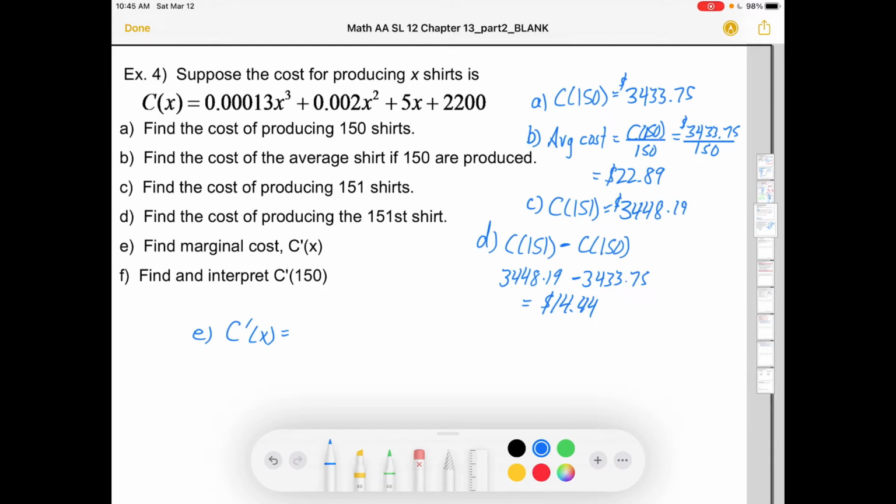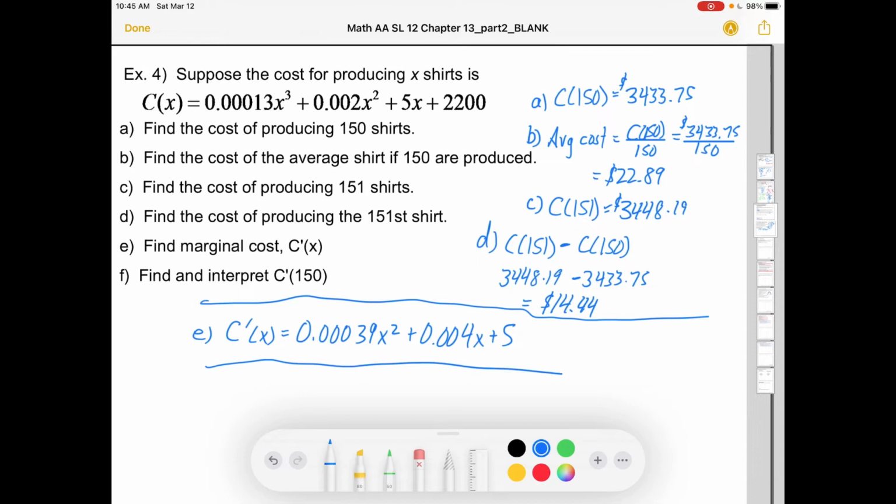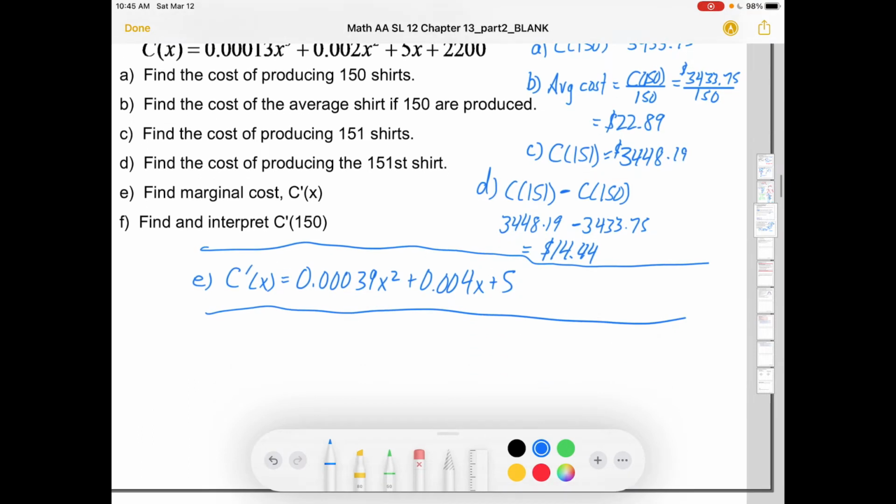I do not. Okay, we want to find C prime of x. We want to make this calculus. So C prime of x is not that hard to find. It's going to be 39x squared plus 0.04x plus 5, for whatever that means. That's the rate of change of cost at any moment, at any x value, number of items.